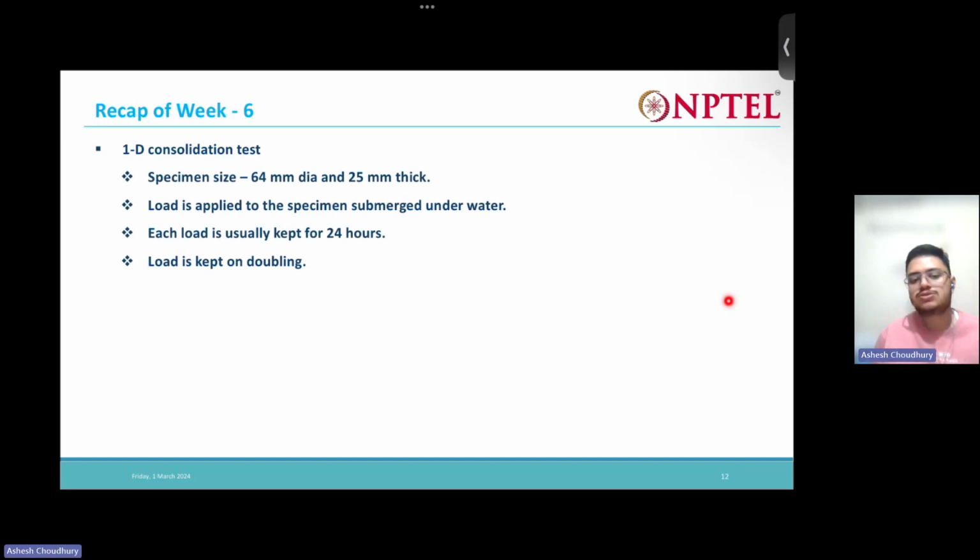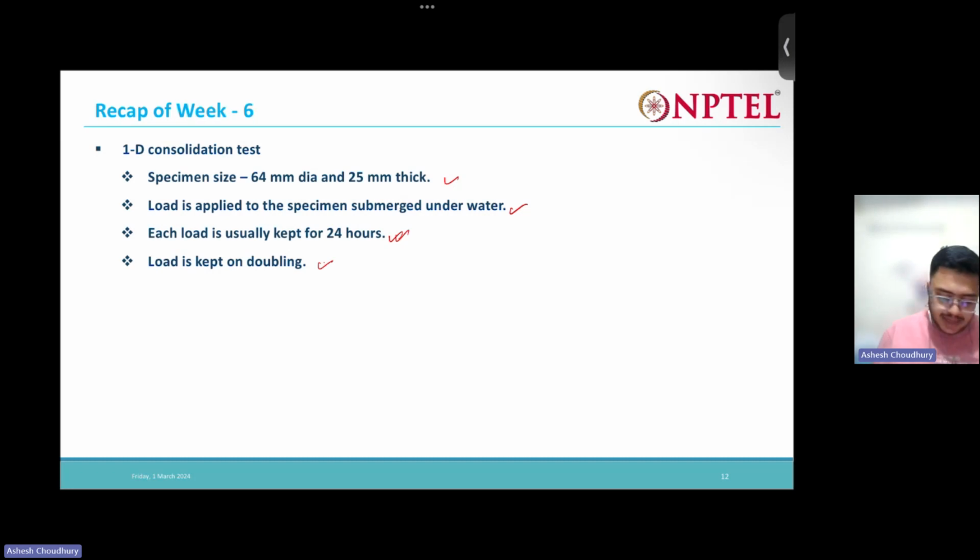Now the specimen size. Generally the specimen size is 64 mm in diameter and 25 mm thick. The load is applied to the specimen submerged under water. Each load is generally kept for 24 hours, as I said, and then the load is doubled.